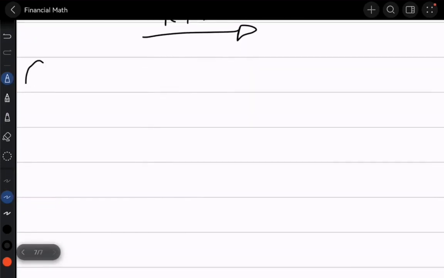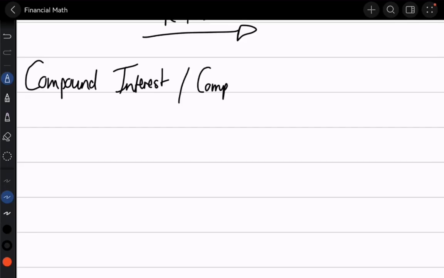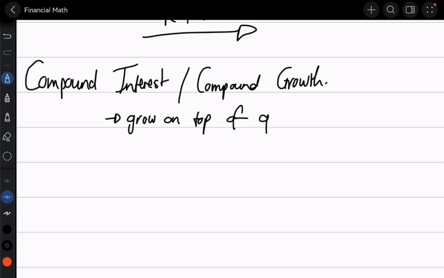And the next section is your compound interest or your compound growth. Again, different textbooks use different terminology, so just make sure you're familiar with everything. Compound interest is where things grow on top of growth. We'll look at an example just now.